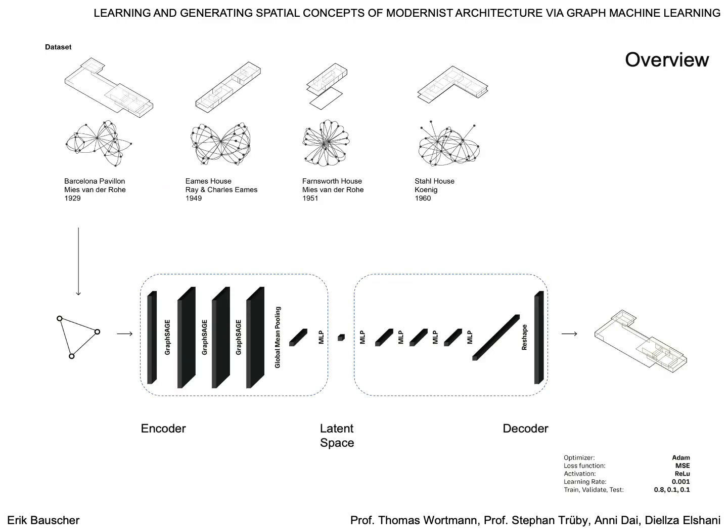We created a dataset consisting of 4 modernist buildings, each parametrically augmented 100 times. Those 400 graphs were then used to train a graph-based autoencoder. An autoencoder is made up from 2 neural networks. The encoder is trained to reduce the information of the input as much as possible to a so-called latent vector. In our case, this vector has only 3 dimensions.